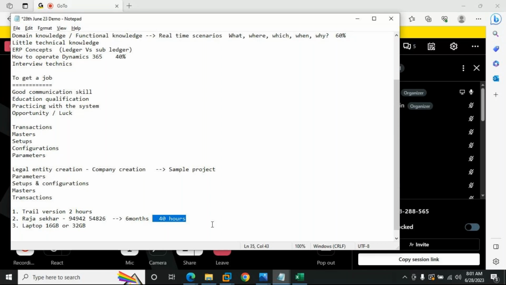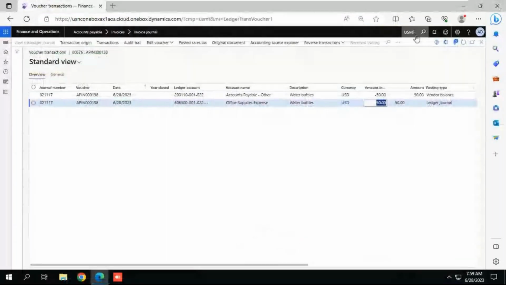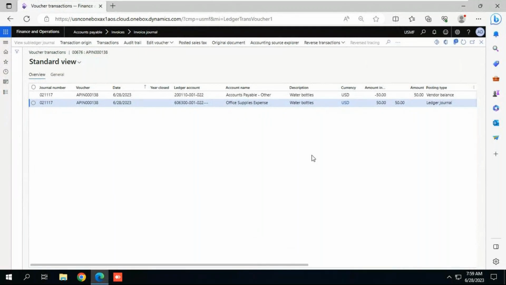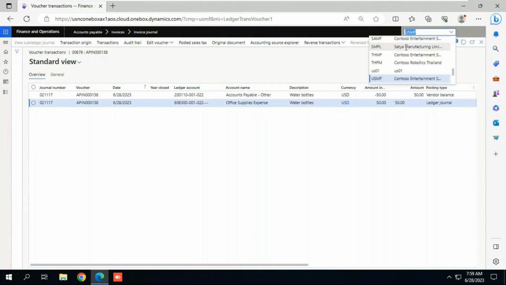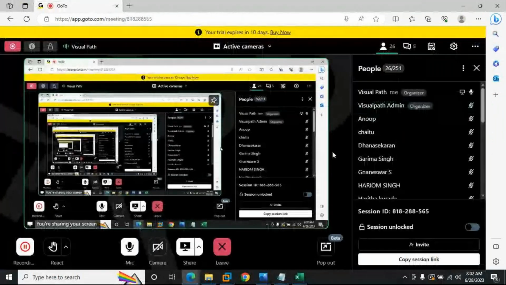And as you said, companies like DAT and USMF are created by default in the system. Yeah, Microsoft is providing these sample companies already. You can use the existing companies for practice. There are so many companies, and even we can create new companies. Yes, we can create. Exactly right.